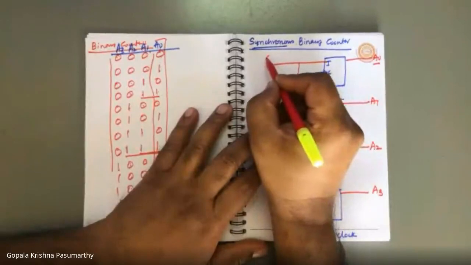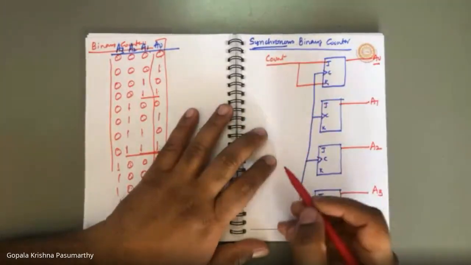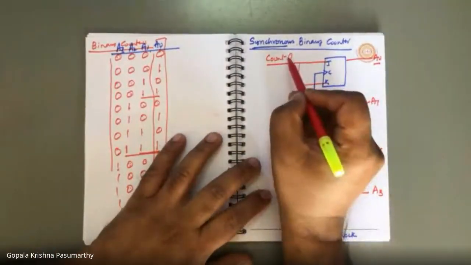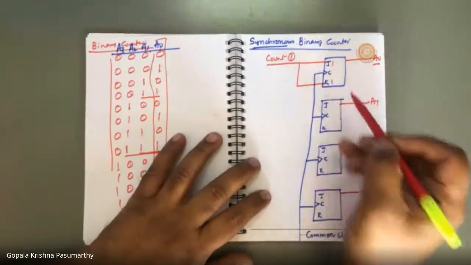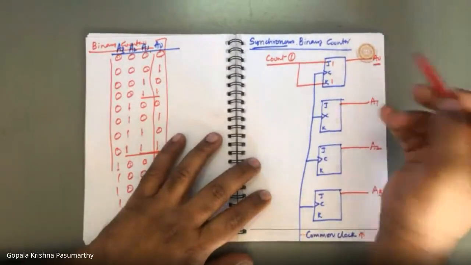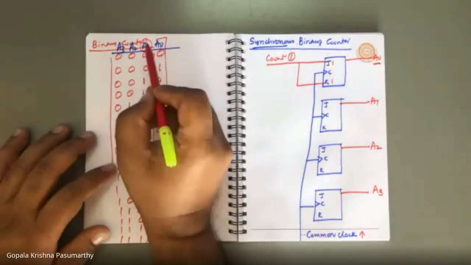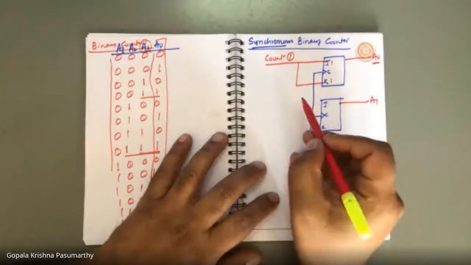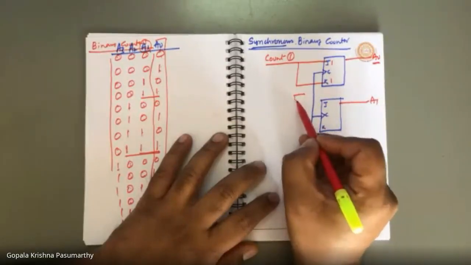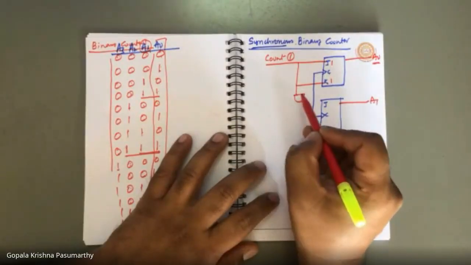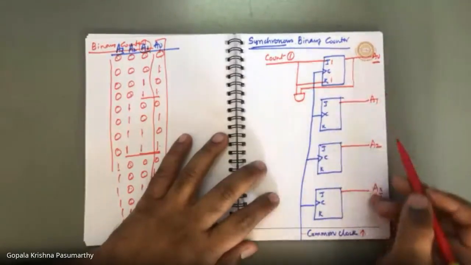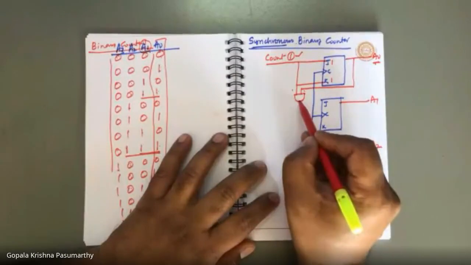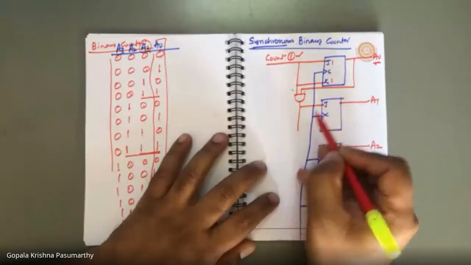See, this is my count pulse. Means when count is 1, J becomes 1, K becomes 1. When you press the clock, A0 complements. Now you see, when does A1 complement? A1 complements when A0 is 1. Means I will take an AND gate here. One line from count, the second line from A0. Means when count is 1 and A0 is 1, the JK becomes complement.